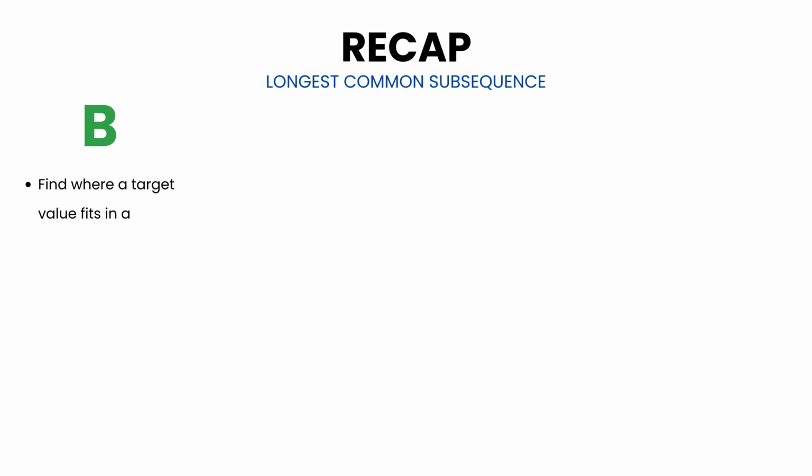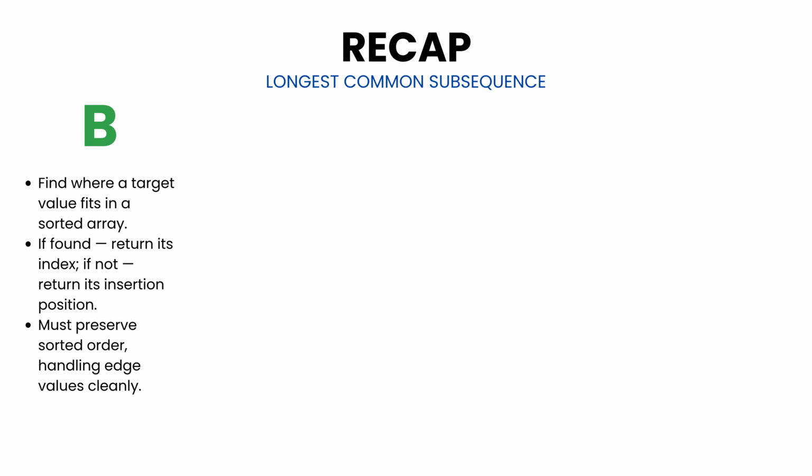Breakdown recap. Conceptually, the task is straightforward. You're given a sorted array and a target value. If the target exists, return its index. If not, figure out where it should be inserted to keep the array sorted. It's all about finding the right position, quickly and accurately.